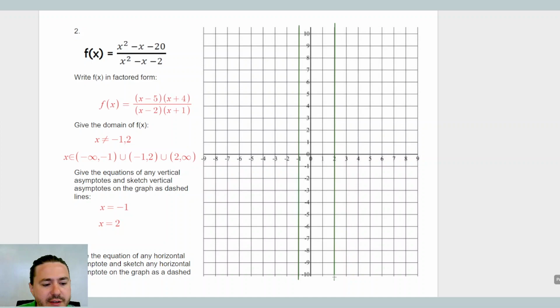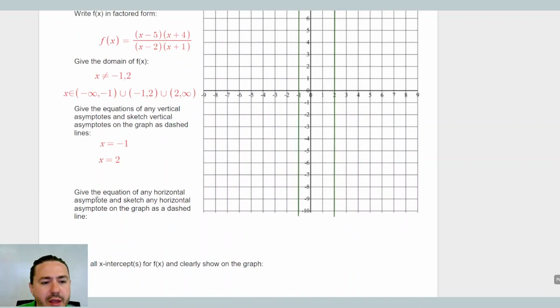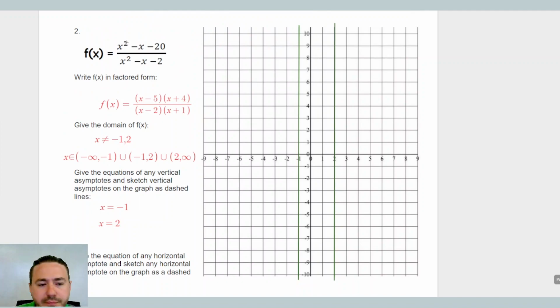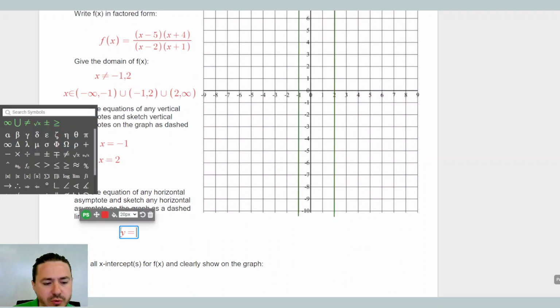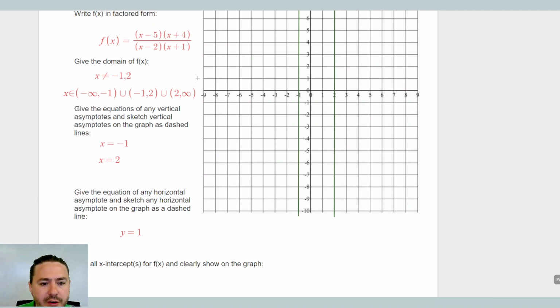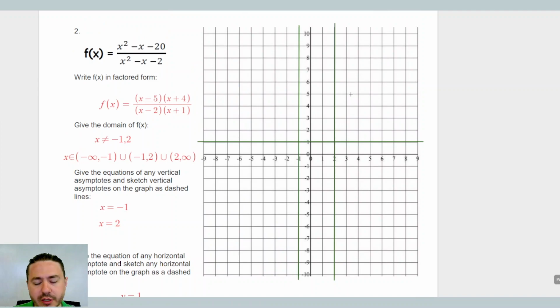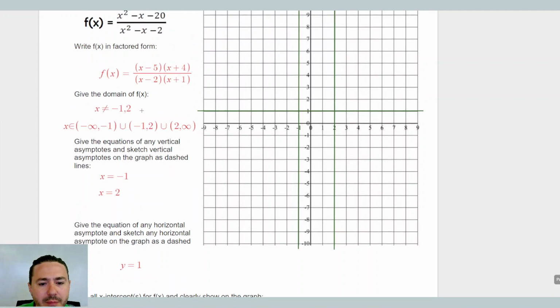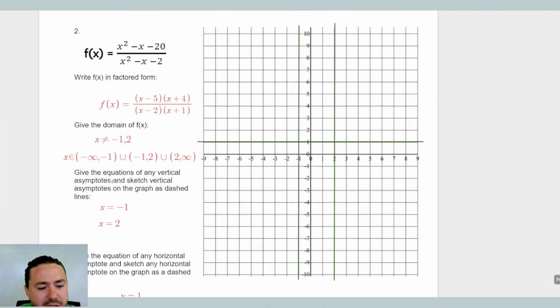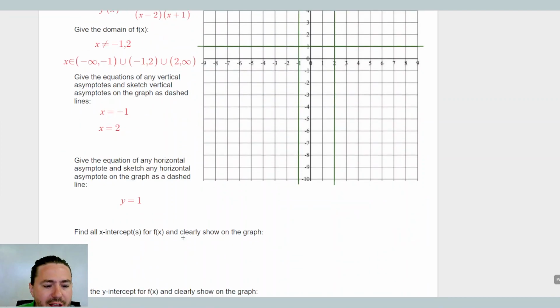The next question says, give the equation of any horizontal asymptote. Well, since the degrees here are the same, we're going to look at the leading coefficients, which are 1 over 1. So my horizontal asymptote is just going to be y equals 1. And I'm going to sketch that right here. Again, it says a dashed line, which is a good idea if you're doing it by hand. It's like just using one color, but if you have multiple colors, you can change the color. Basically what you're trying to do is indicate that these are not points that are solutions to the equation, but rather they're asymptotes.